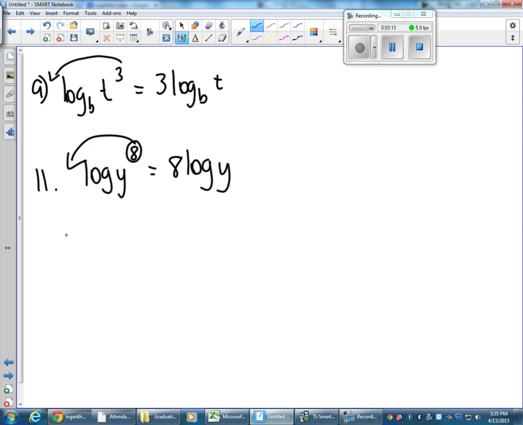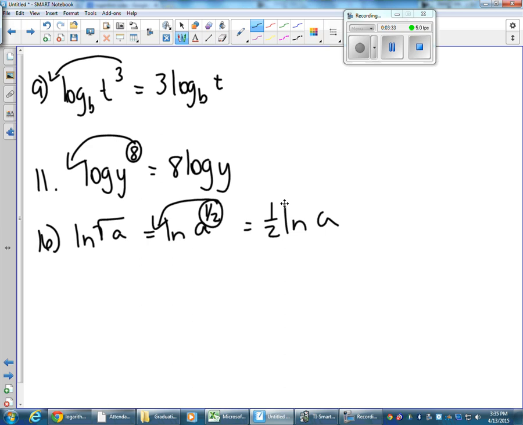One that might be a little bit harder is number 16. It's the natural log of the square root of a. What you would want to do is first write that with an exponent. Square root is the same thing as 1/2. Cube root would be 1/3, and so on. So I'm going to take this half off, move it to the front. It's 1/2 times the natural log of a.